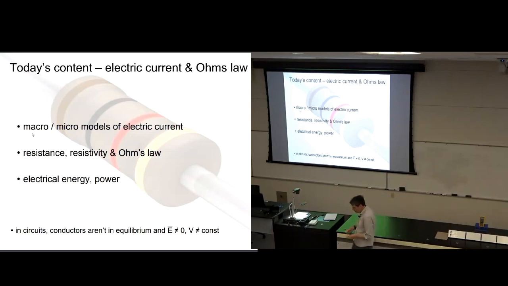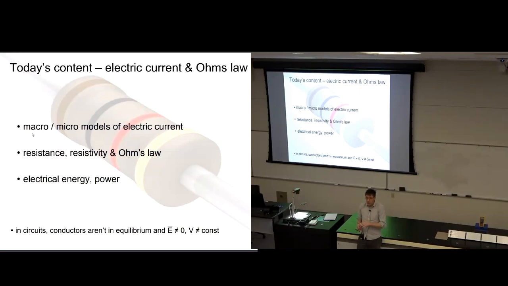I should say one thing about electrical circuits that is different from some statements that we made when discussing Coulomb's law and the workings of Coulomb's law. When we discussed Coulomb's law, we talked about conductors and insulators. We said that insulators in equilibrium have no field in them, 0 electrical field, and they have a constant electrical potential over them and within them. That's a statement about conductors in equilibrium.